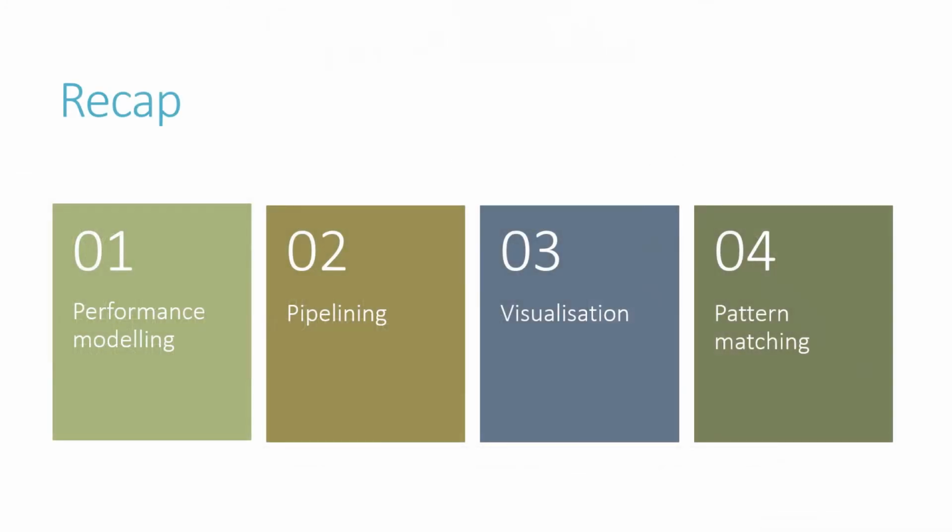So to recap, we've learned what performance modelling, pipelining, visualization and pattern matching are. These are all techniques that we can use to solve problems, and in all cases these things can be done without computers, but computers are a useful tool that help us to apply these kinds of computational methods to a wider range of problems and get an answer more quickly than if we had to work it out on paper.